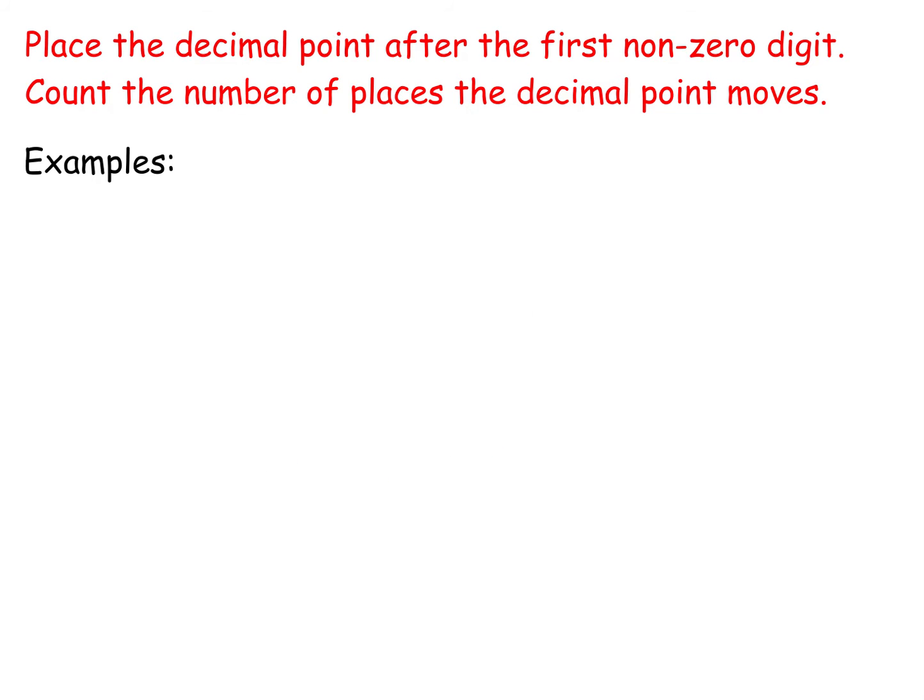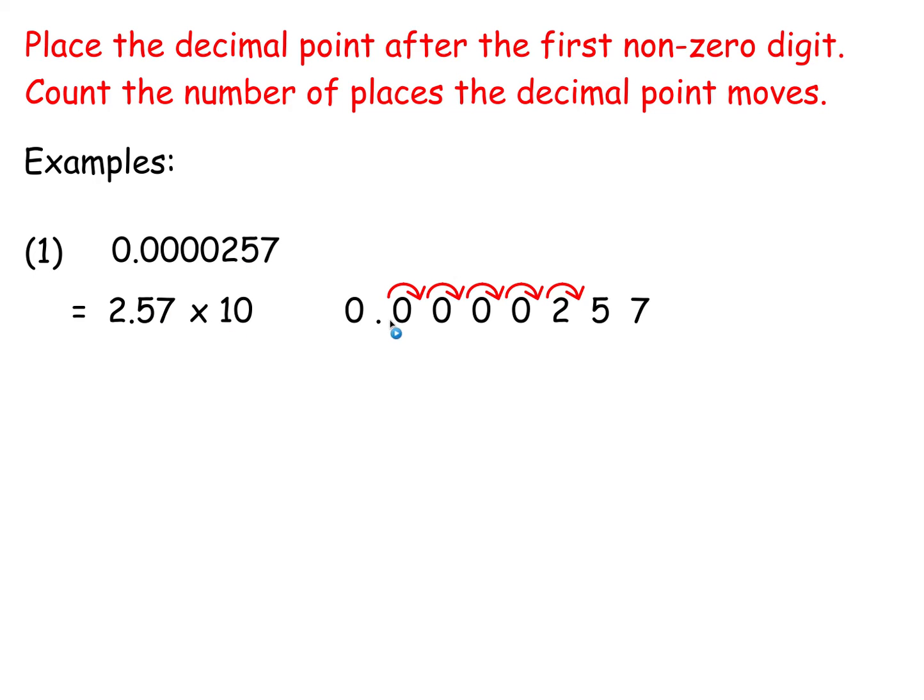For very small numbers, do the same, put the decimal point after the first non-zero digit, so it's 2.57. Think how many places does the decimal point move between being the original number and 2.57. So here it is, it jumps 4 zeros, and then the 2 is the 5th digit it jumps. It's a negative power. If the number starts at 0 point something, it will be a negative power. That's for very small numbers, a negative power.